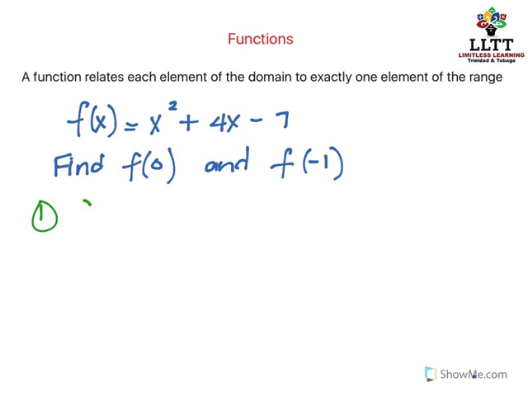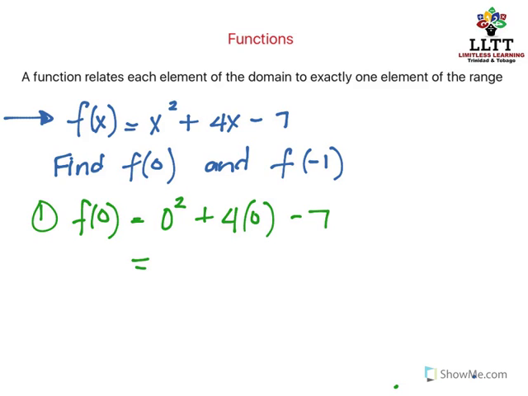So first one, f of 0 means that in my original function, everywhere that I see x, I'm going to replace with 0. So I have f of 0 is equal to 0 squared plus 4 times 0 minus 7. 0 squared is 0. 4 times 0 is 0 minus 7. So 0 plus 0 is 0 minus 7 is minus 7. So f of 0 is the same thing as negative 7.